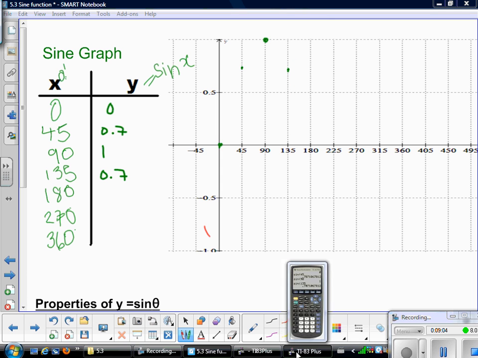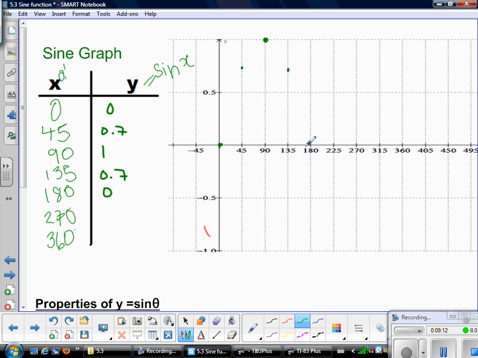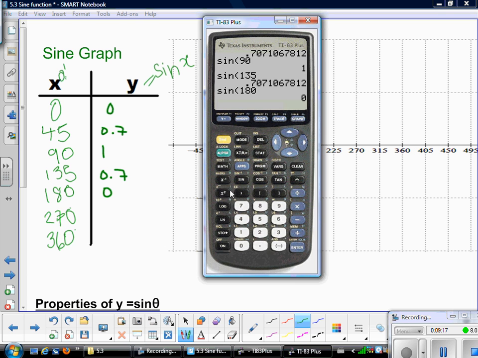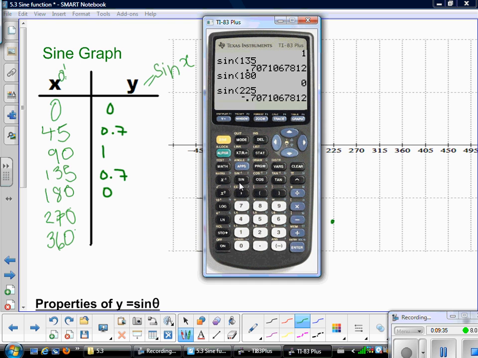At 180, we have 0. Now, although I didn't do 225, I'll just punch it into the calculator so you can see that at 225, notice it's a negative 0.7. And I'll just put that so it's down here in the negative zone. At 270, we're at negative 1. So you can see we're at negative 1.